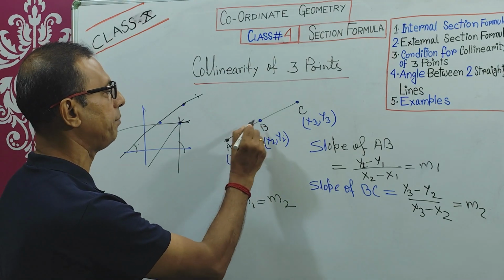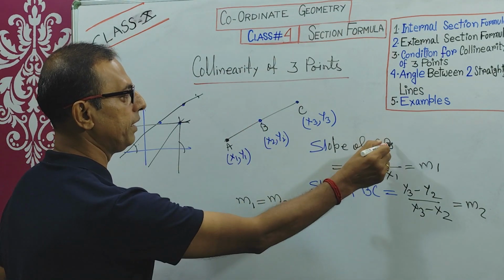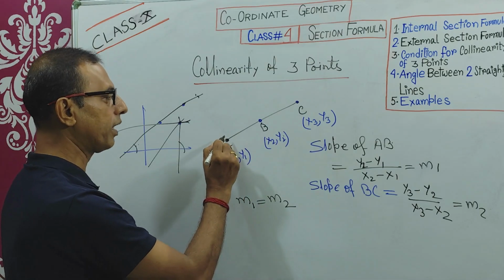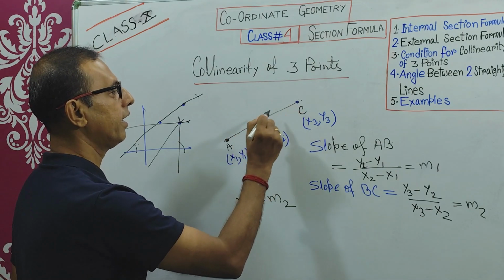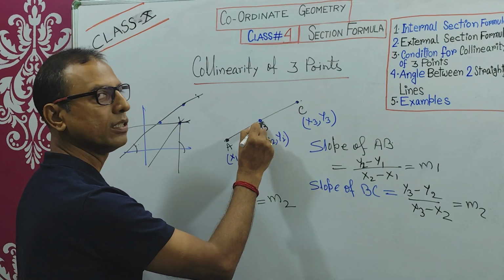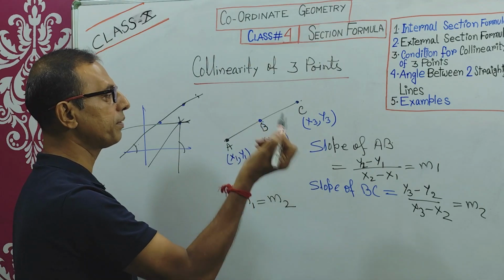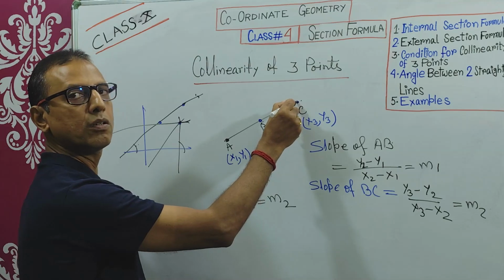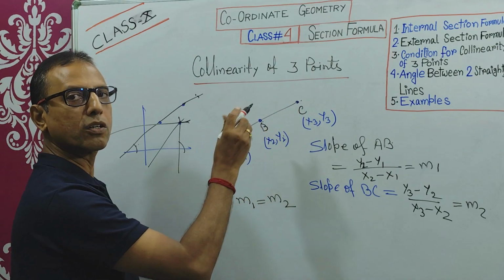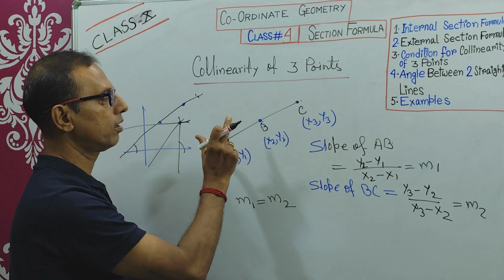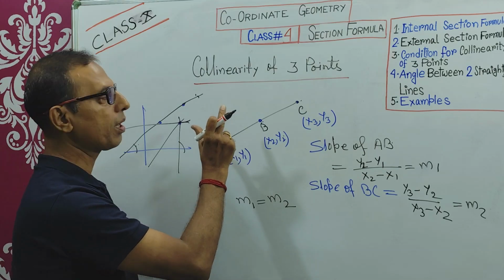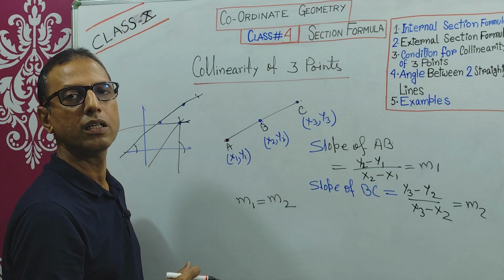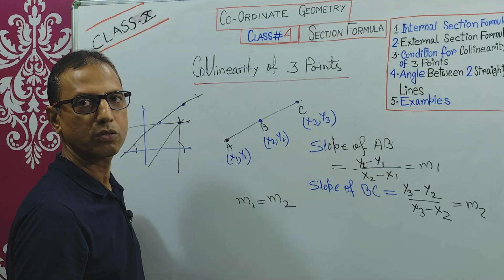Here we have considered A, B, and then B, C, where B is common. You can also consider AC and CB or BC. Whichever way, it doesn't matter. But the slope for any pair of points will be equal.